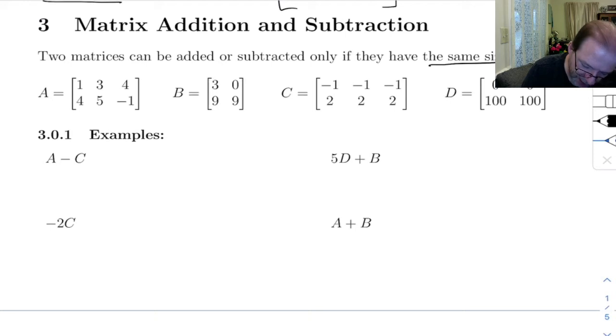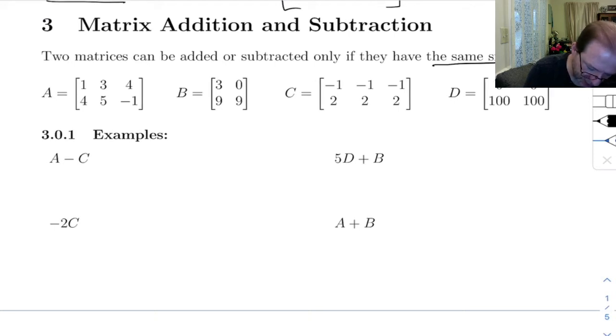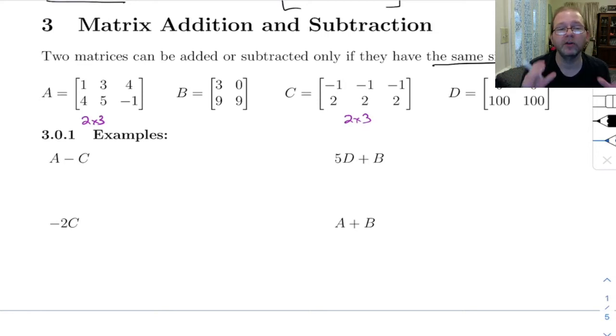If we did A minus C, let's see, what size is A? A is 2 rows and 3 columns. So this is a 2 by 3. And C is also a 2 by 3. Honestly, we don't really have to think about what the actual size is. We can just look at it and tell those are the same size. So we can do the subtraction.